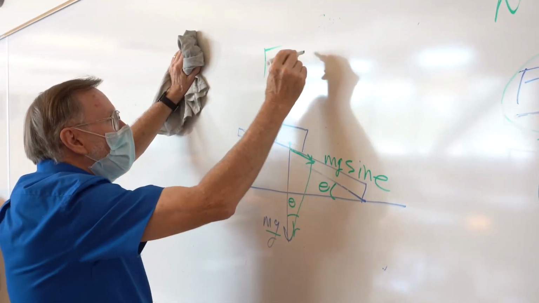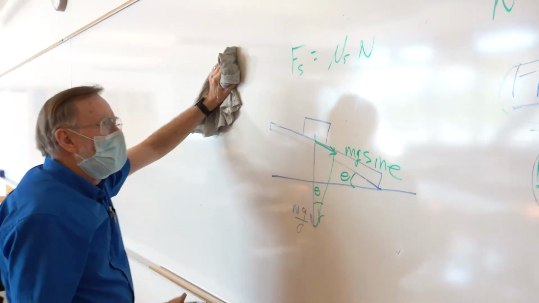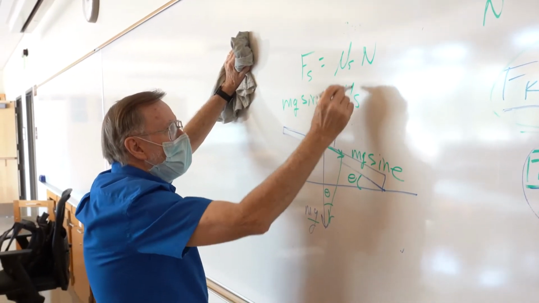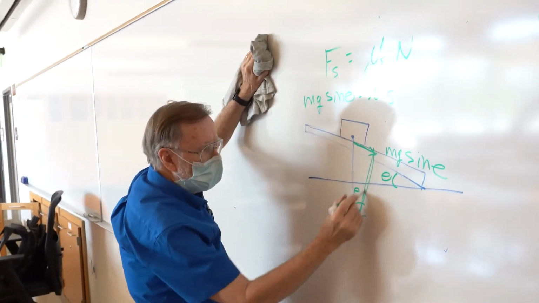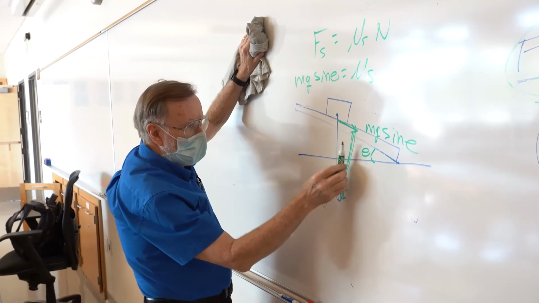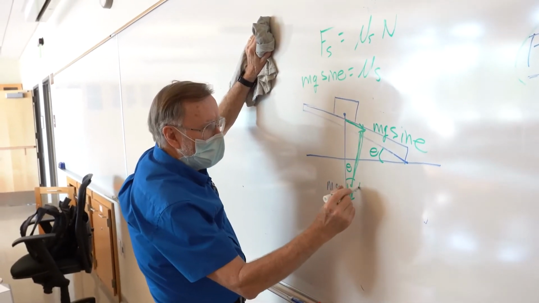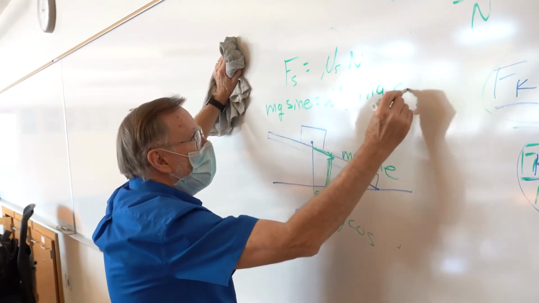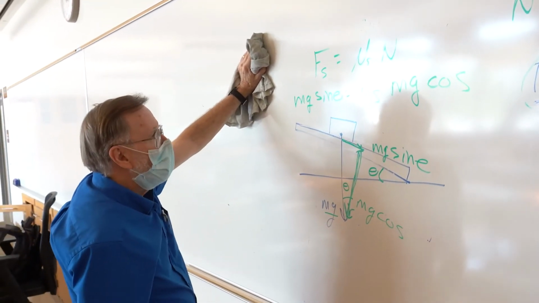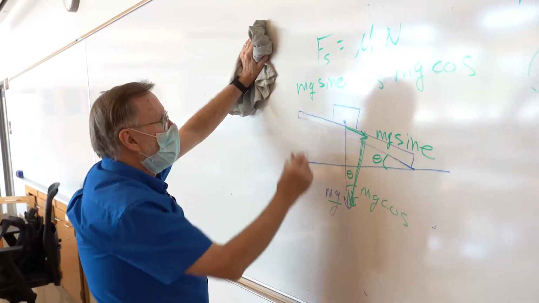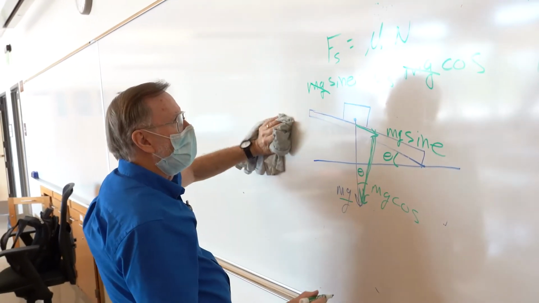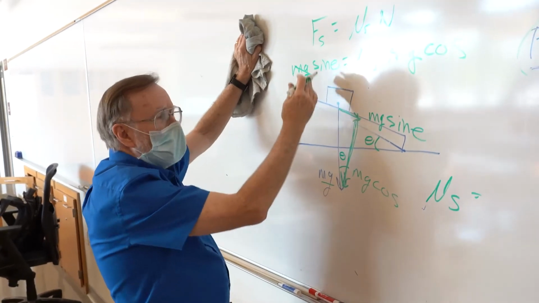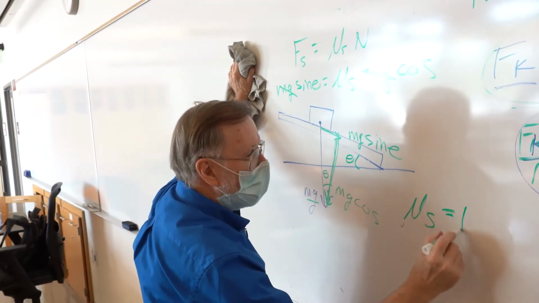Since F static equals mu static times N, F static is just going to be mg sine theta. But what's the normal force? The normal force is the perpendicular component, since we have adjacent over hypotenuse. That's going to be mg cosine theta. So the normal force is just mg cosine theta. So a wonderful thing happens here. First of all, the mg's cancel out, being on both sides of the equation. If you solve for mu sub s, take the cosine under the sine. What's sine divided by cosine? It's just the tangent of theta.